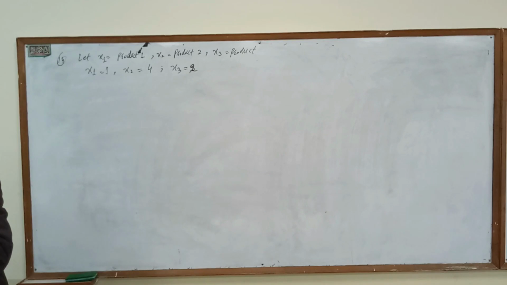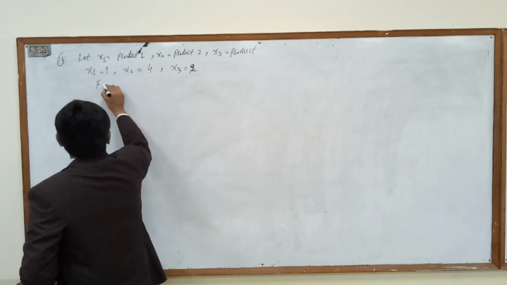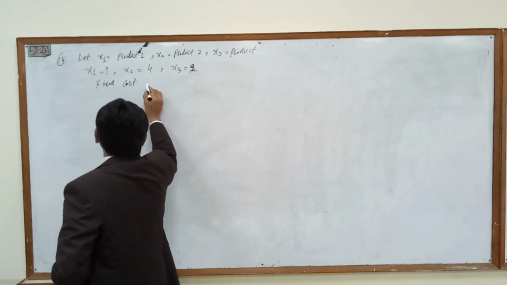What is part A? The following table summarizes prices and cost data for the 3 products. If fixed costs are estimated at 2.8 million, determine the number of units of each product needed to break even. We have to determine the break even. What is the fixed cost in this question? 2.8 million.